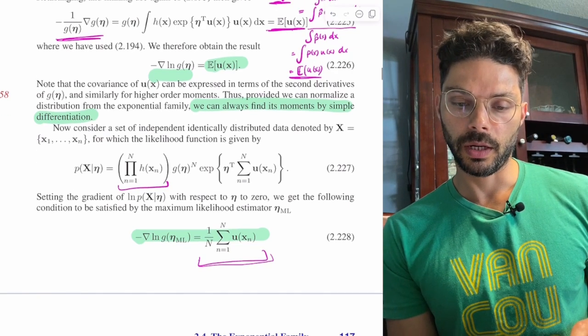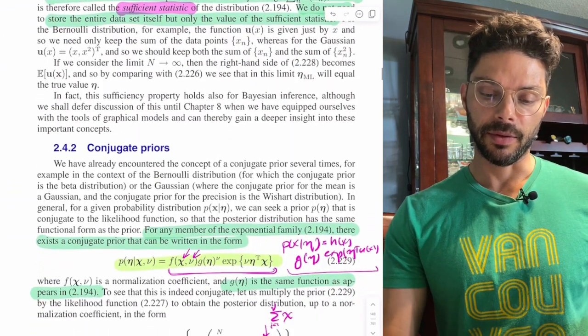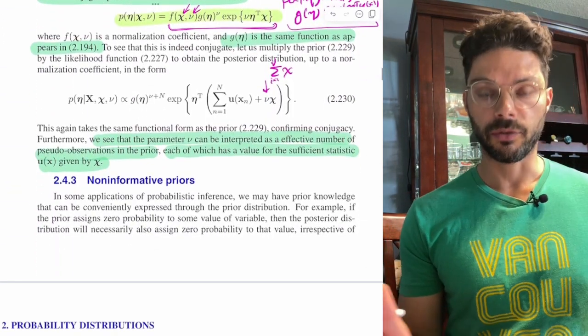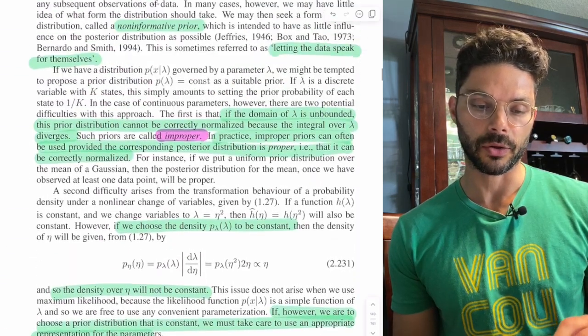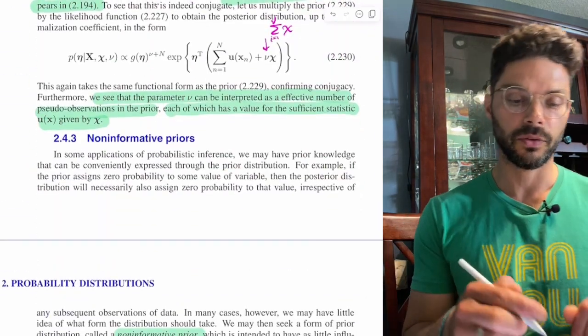Good. So hopefully that was useful, and you learned something about the exponential family. In the very next section, we're going to be talking about non-informative priors. That will be the end of our discussion about the exponential family. So hope to see you then in section 2.4.3.